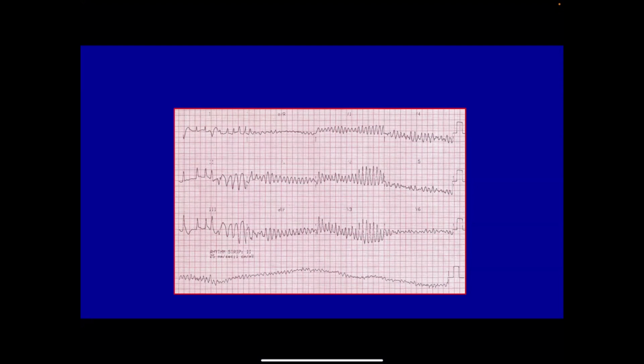Yes? What's the pattern? Here. What does this look like? Fibrillation. Okay, another guess.